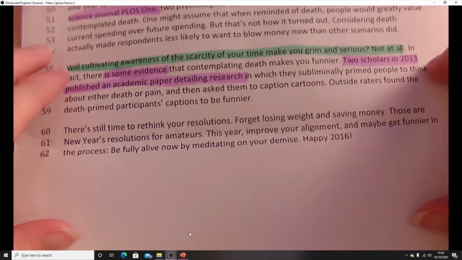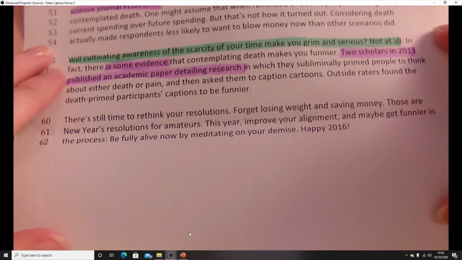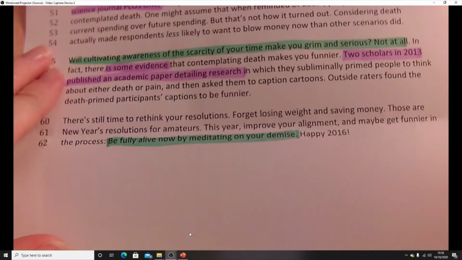There's still time to rethink your resolutions, forget losing weight and saving money. Those are New Year's resolutions for amateurs. This year, improve your alignment and maybe get funnier in the process. Be fully alive now by meditating on your demise. Happy 2016. So that for me is probably the best bit that I would take from this bottom section.